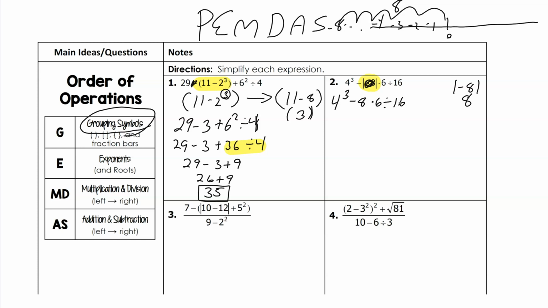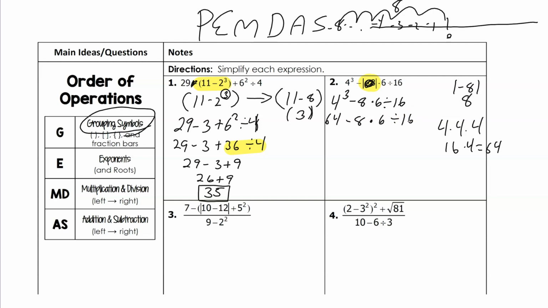Great. So now we can go ahead and reset. We look, any other parentheses or grouping symbols? There is not. Well, exponents, sure. We have 4 times 4 times 4, right? 4 cubed. Well, what is 4 cubed? Well, 4 times 4 is 16, because when we look at it, 4 times 4 is 16 times 4 equals 64. So this 4 cubed is now 64 minus 8 times 6, all divided by 16.